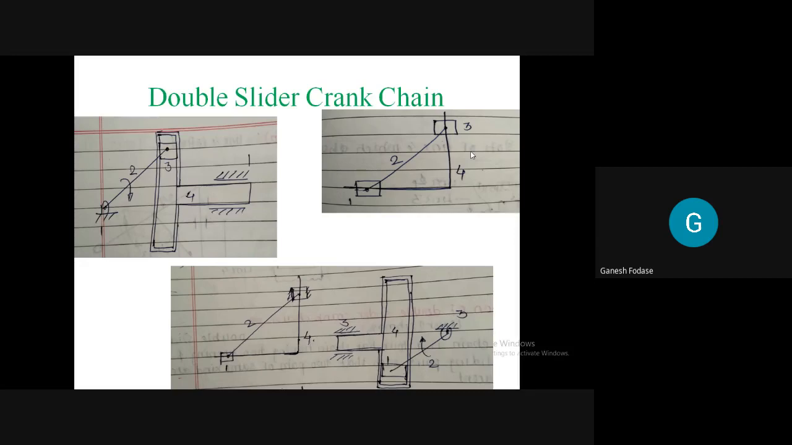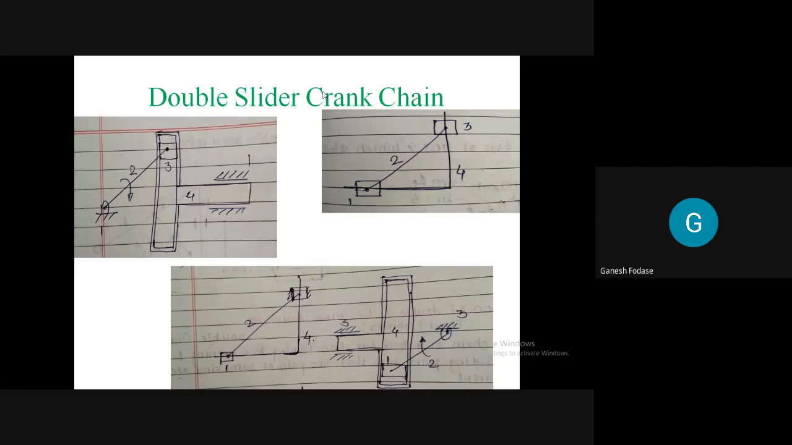I repeat many times now. I hope it is clear to all. The basic mechanism is clear. As there are two sliders instead of a single slider, this mechanism is called a double slider crank chain. Understand? That is the difference between single and double slider. Now see, whenever we fix different links, we get inversions. Let's say we fix link number 1 or 2 or 3 or 4. We get different mechanisms, different inversions.